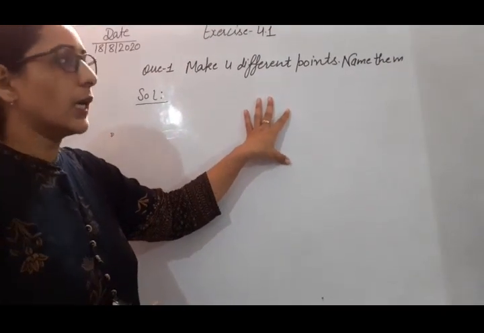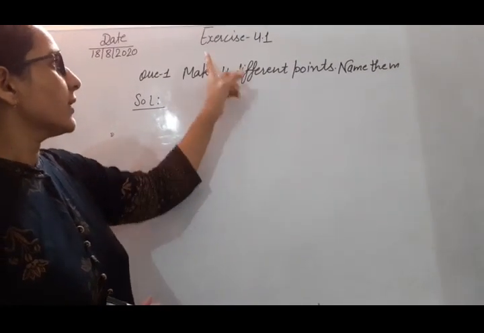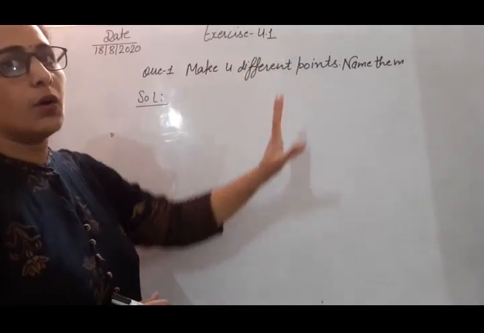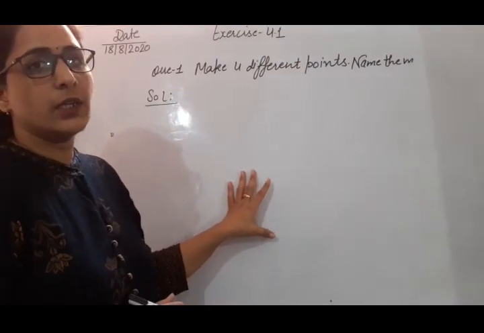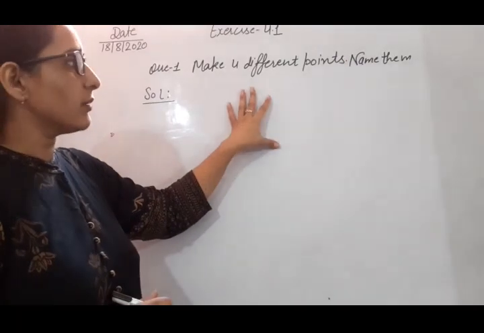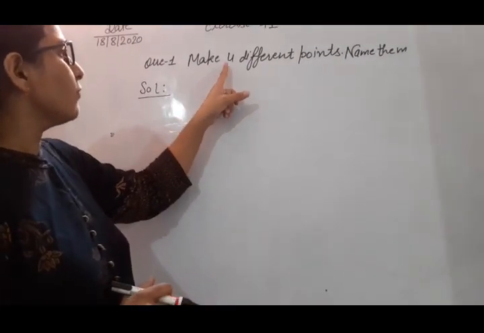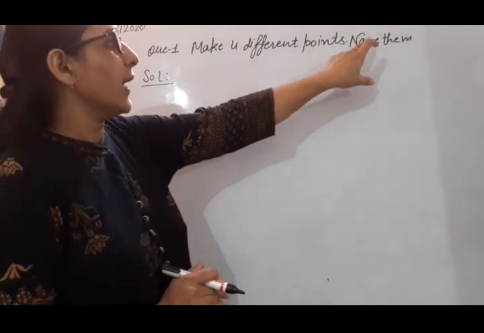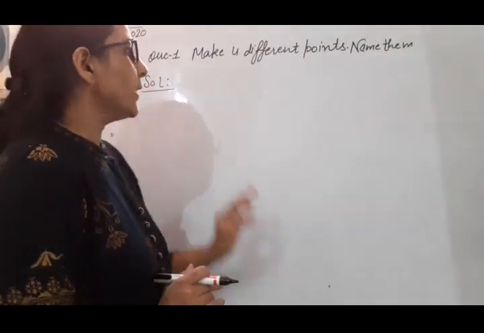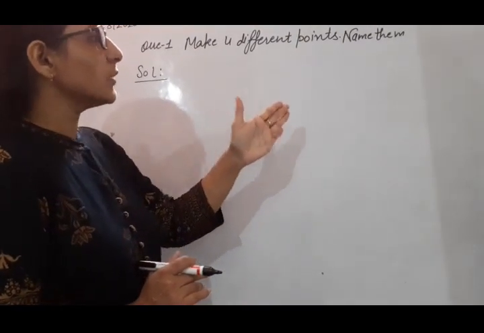So today we start our first exercise of chapter number 4, exercise 4.1. All the definitions we have done in our previous class. So today we start the exercise related to these definitions. Here the question number 1 is make 4 different points and name them. You make any 4 different points and name these points.